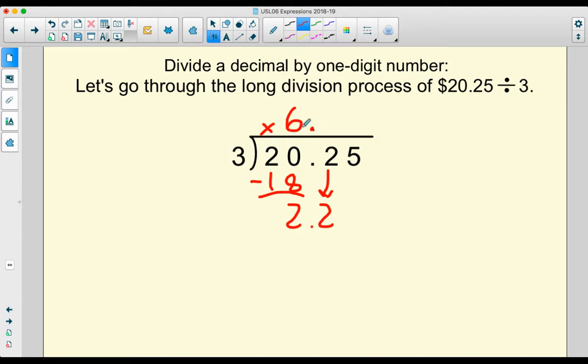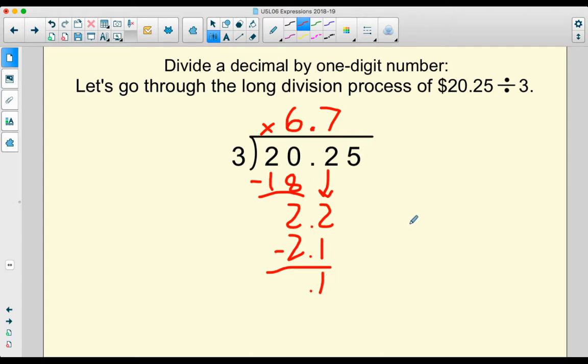Now, don't forget to put your decimal point into your quotient. When I'm done and check the reasonableness of my answer, if I didn't have it there, I would realize it too. Now I have, still following the same steps, 22 divided by 3 is 7. There's 7 groups of 3 that I can take out of 22. When I take 7 groups of 3, I'm taking 21 tenths out, and I would still have 1 tenth left.